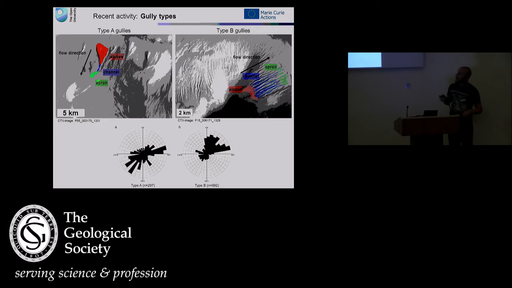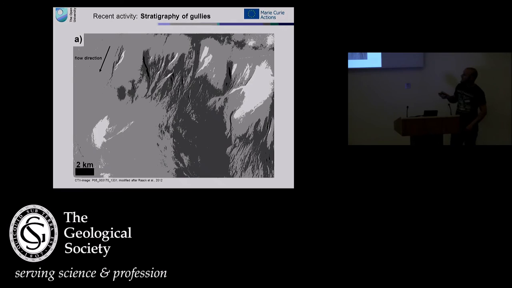Furthermore, I measured all the orientations of the gullies. What we see here is that the type A gullies are more common on the polar-facing slopes, different from the type B gullies, which are more on the equator-facing slopes. This is also caused by a further observation that the type A gullies only erode the dust-ice mantle, the very smooth terrain, the latitude-dependent mantle in this area. This mantle is also more on the polar-facing slopes. I think this was shown yesterday also, that only the mantle was eroded.